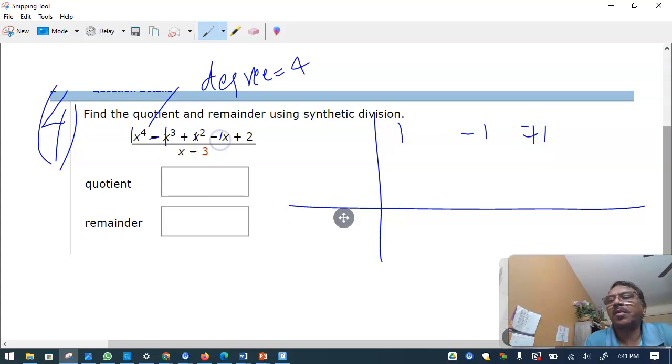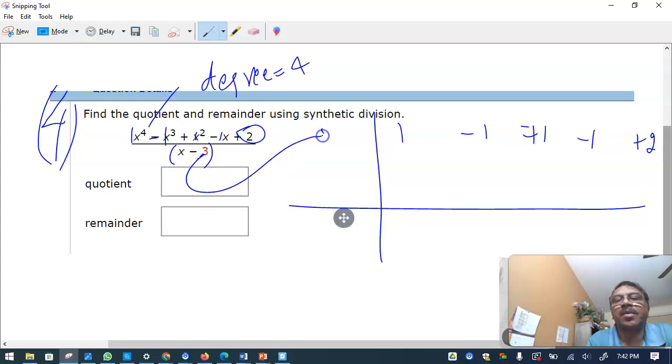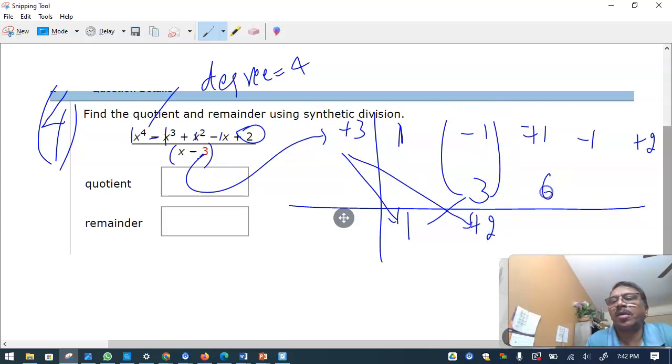then there is minus 1, and finally a plus 2, so that goes plus 2. And in the denominator, the divisor is x minus 3, so the opposite of minus 3, you put here plus 3. Drop down this 1, so 3 times 1 is 3. Combine this 2, you get plus 2. Then multiply 3 times 2 is 6. And you combine plus 1, this becomes 7.